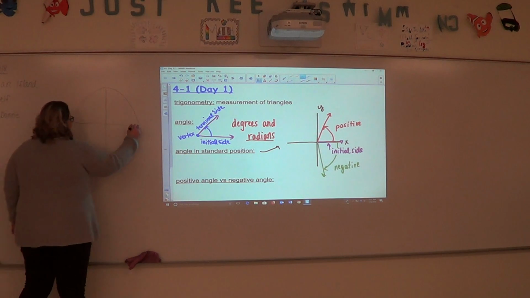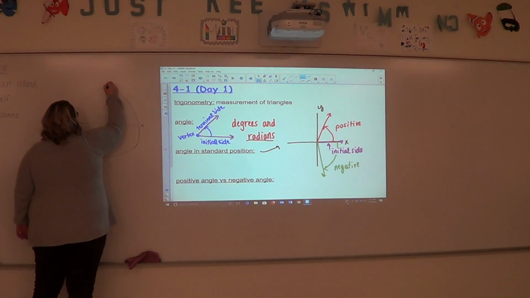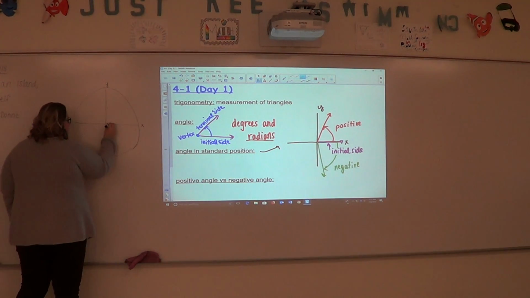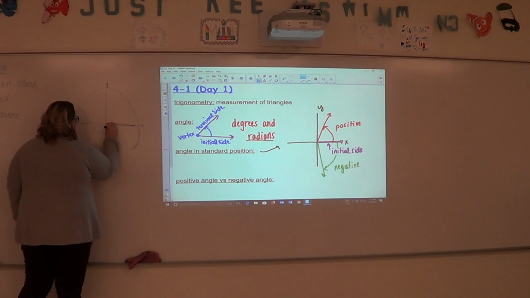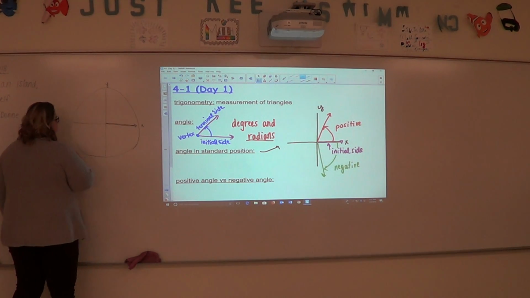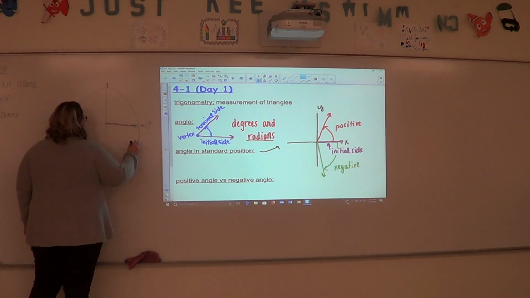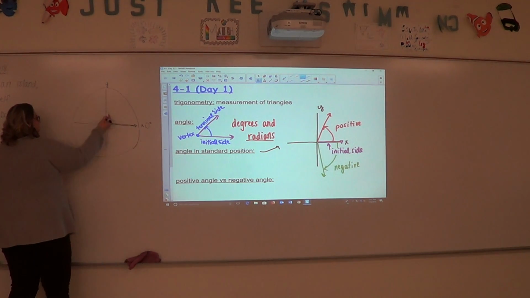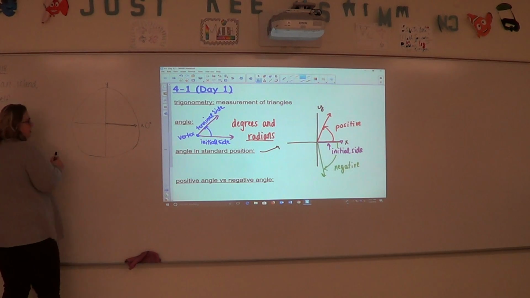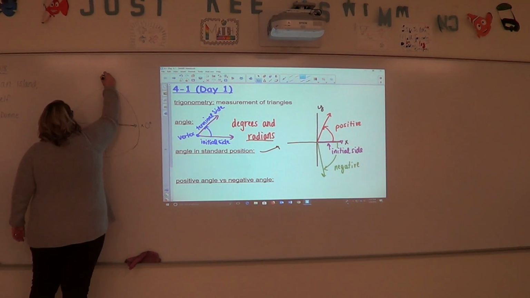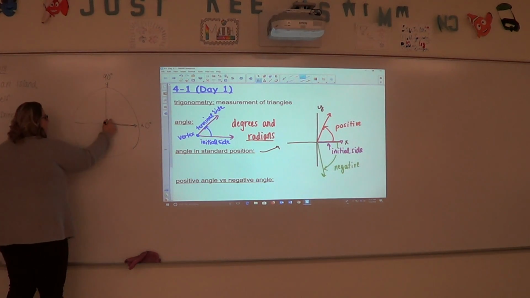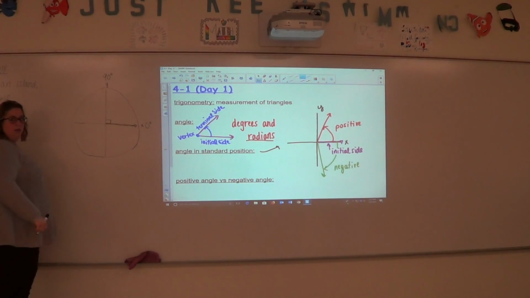Okay, so this is my X and Y. If this is where I'm starting, and I don't go up from this, what degrees would that be? 0. As I go here, what would this top be? 90. Why is it 90? It makes a right angle, right?